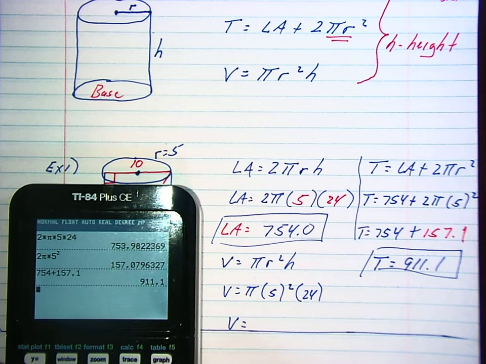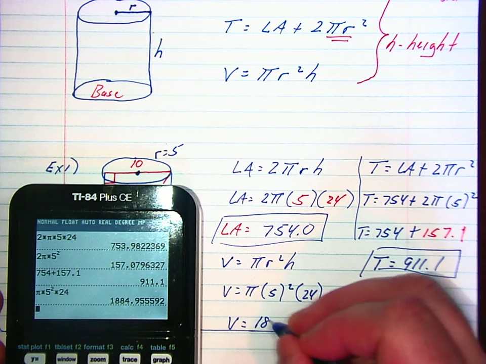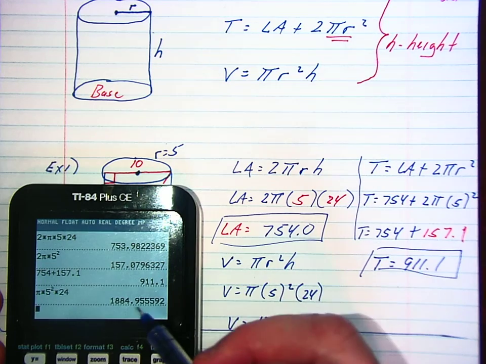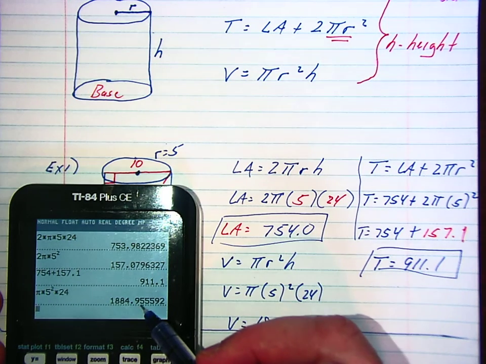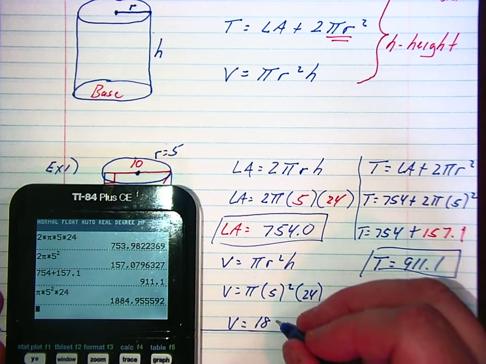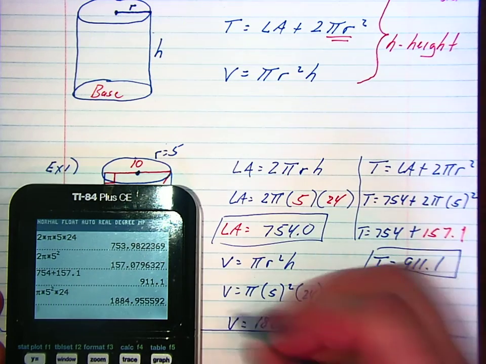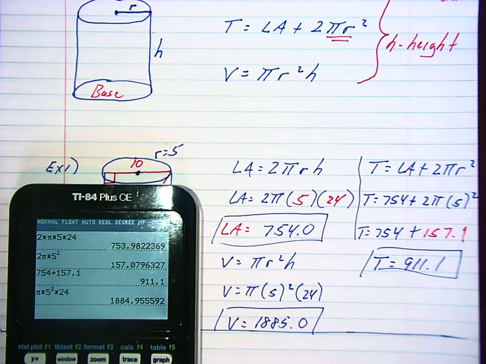So I got, move this over a little bit, pi times 5 squared times 24. There's your final answer, 1884.95. That 5 is going to round the 9 up, so it's going to be 1885.0. And there we go, and we're done.